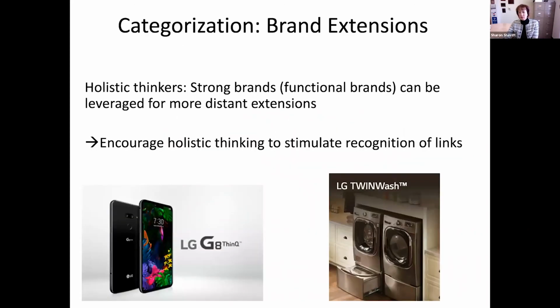I'm going to skip this and wrap this section up by saying that what we learn about brand extension success from research on how culture affects categorization is that for holistic thinkers, strong brands can be leveraged for more distant extensions. And anything you do that encourages holistic thinking can help to stimulate the recognition of linkages in people's minds between the parent brand and the extensions.